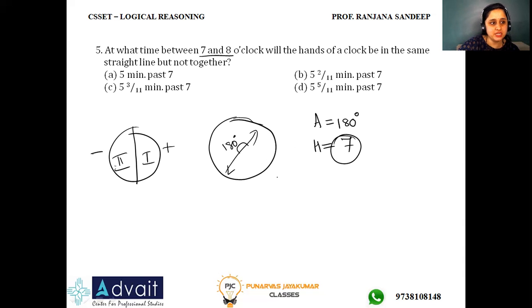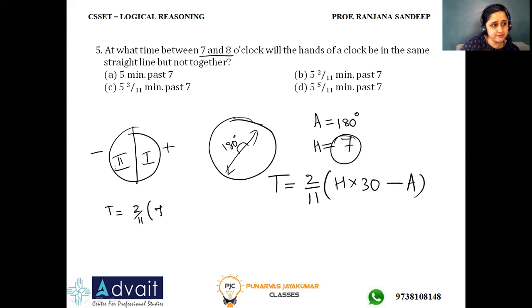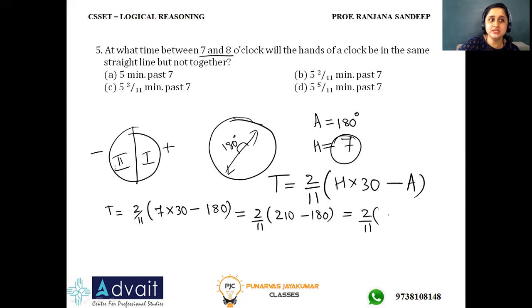Okay. So now tell me, what is the formula used to find time? It is 2 by 11 into H into 30 minus A. Do you remember this? So let us use this formula now. So T is equal to 2 by 11 into H, which is 7, into 30 minus A, and A is 180. So this is equal to 2 by 11 into 7 into 30 is 210, 210 minus 180. 210 minus 180 is 30. So 2 into 30 is 60, 60 by 11.